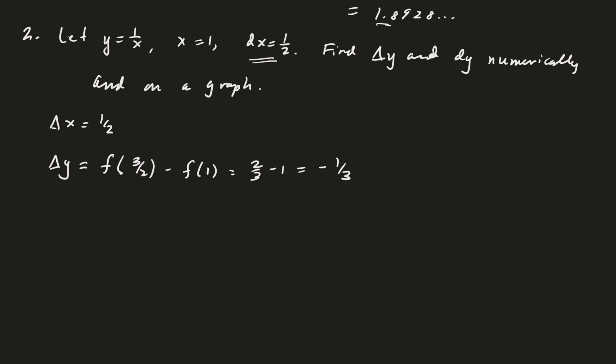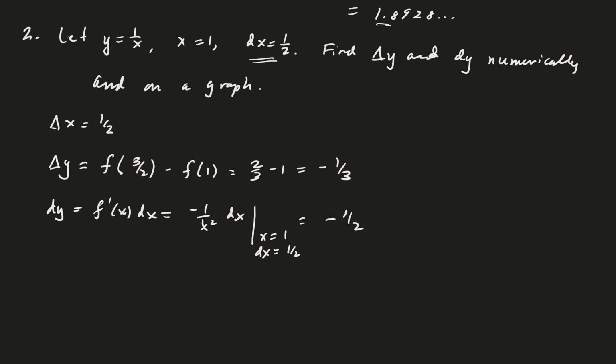Good. And so what is our dy? Our dy is f prime of x dx. And it looks like f prime of x is minus x to the minus 2 power, or you could write it as minus 1 over x squared times dx. And now we're evaluating that at x equals 1 and dx equals 1/2. Good. And so let's see, that's going to be minus 1/2, I guess, huh?